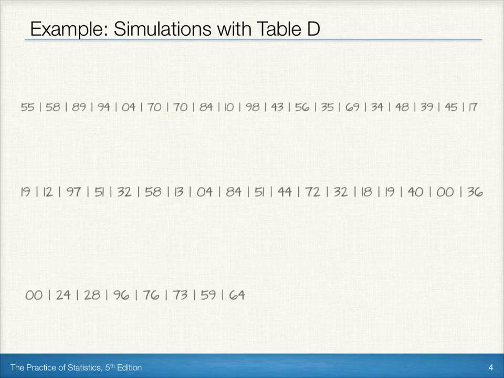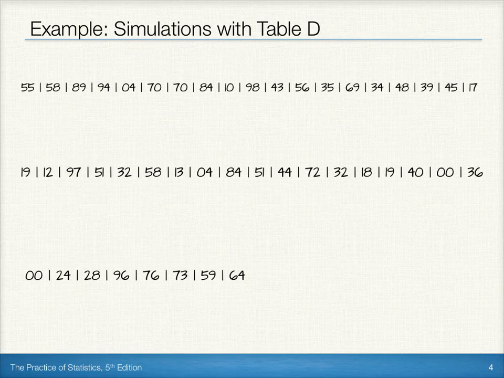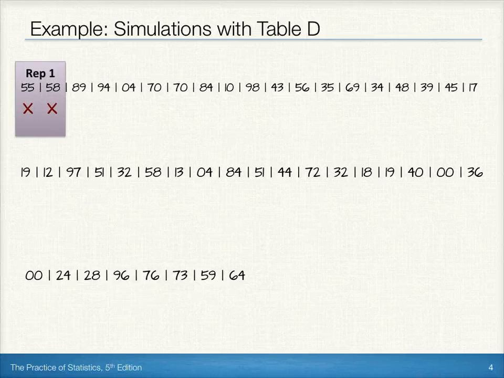So let's take a look at a row in Table D. I've labeled it here in 2-digit blocks to make it a little bit easier to see. The first two numbers we see, 55 and 58, both fall outside the range that included the AP Statistics students. Remember, those students were labeled 01 to 28. So if we consider this our first repetition, we can see that 0 AP Statistics students would have been simulated to win a golden parking spot.